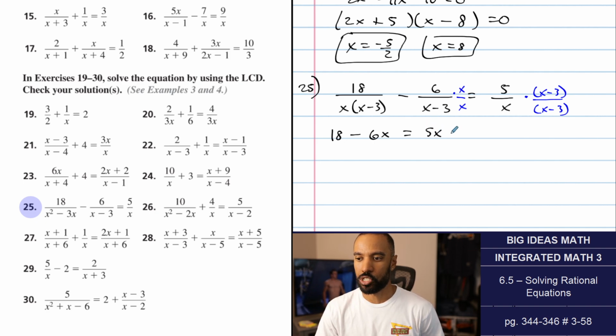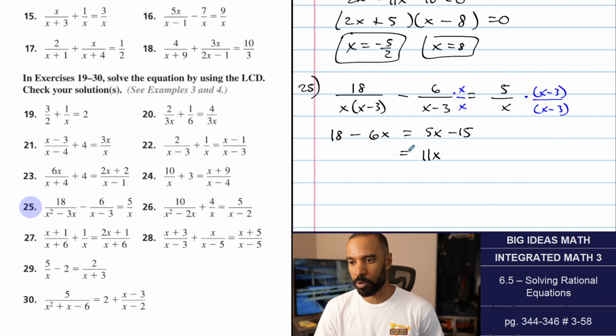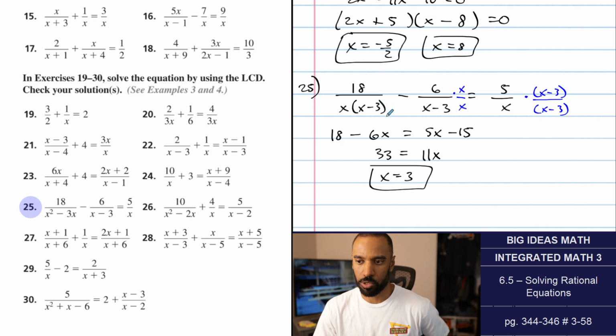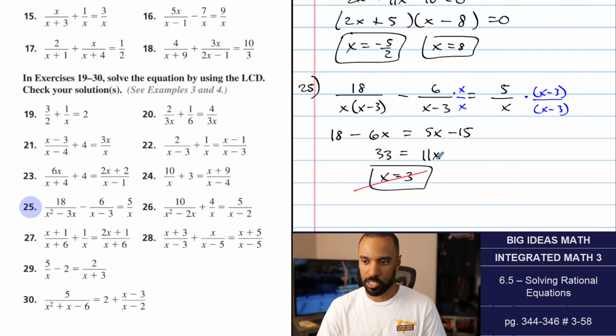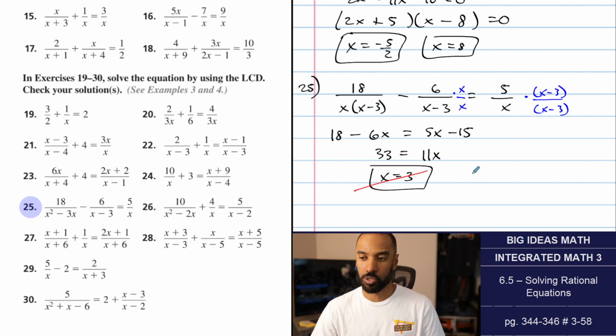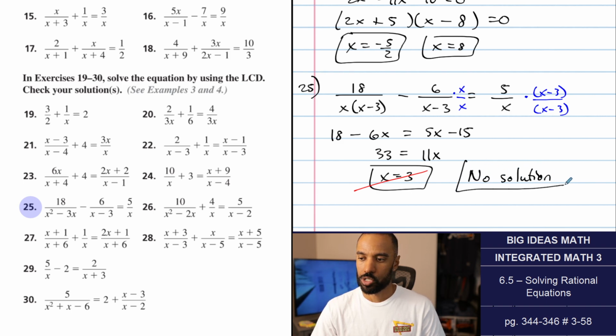However, we do have to distribute, we do have to mind ourselves of the 0 and the 3 as possible extraneous solutions. If I add 6x to both sides and add 15 to both sides and divide both sides by 11, I get x equals 3. X equals 3 is an example of an extraneous solution. That's actually not allowed. So because that's extraneous, there's no other solution to offer. This is no solution. So if that's extraneous and there's nothing else there, that's what we have to put.